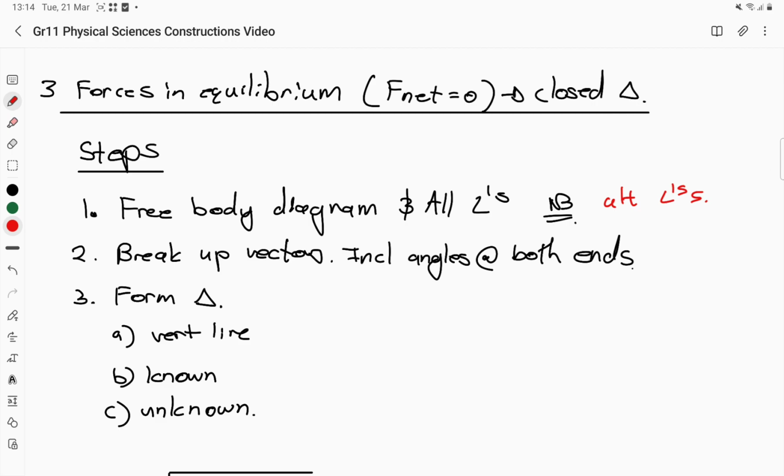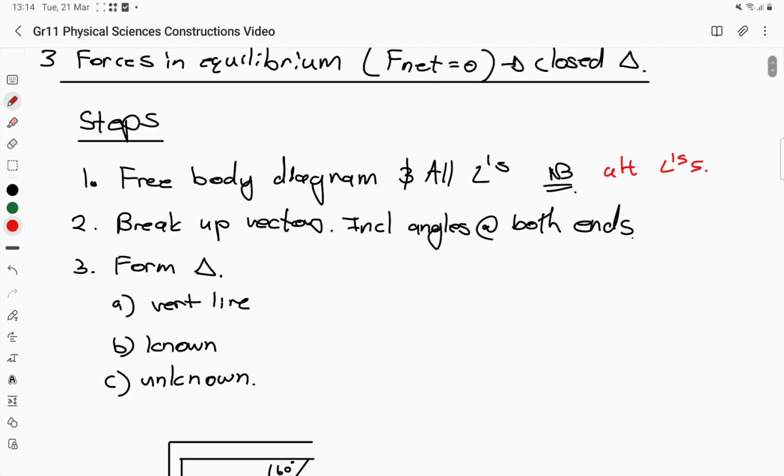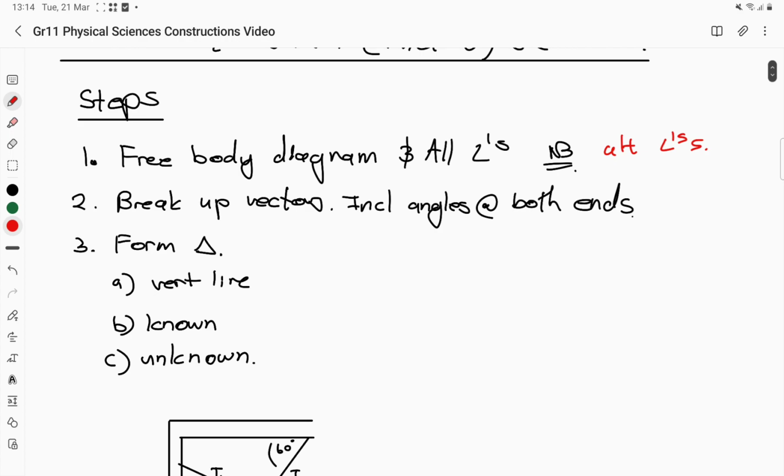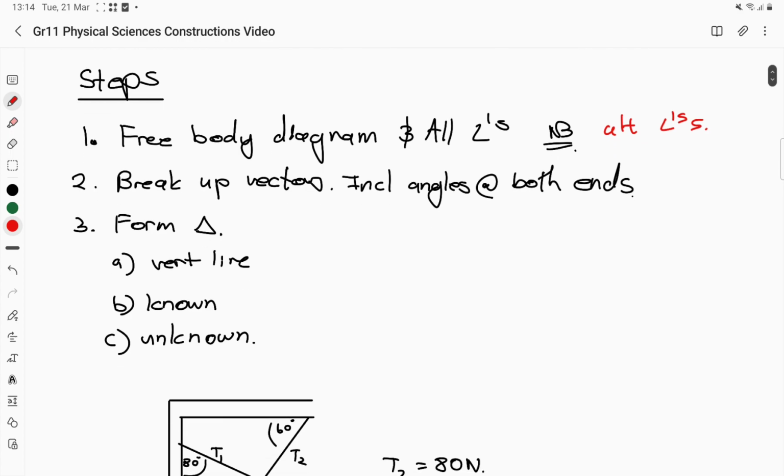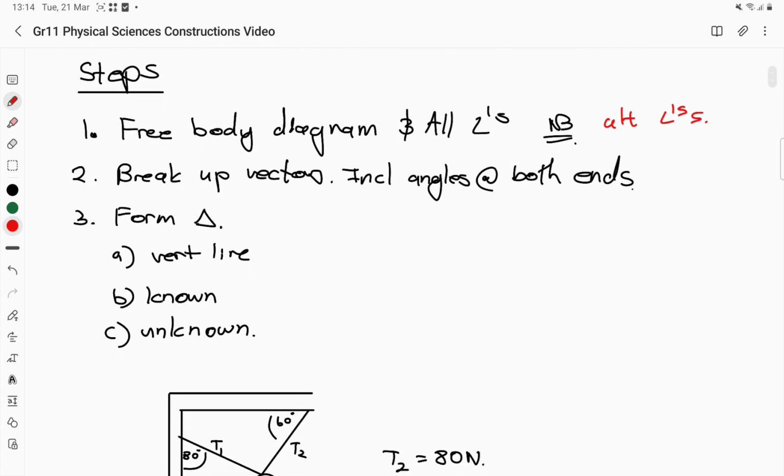So number 2, we break up the vectors, draw them separately. If you can do this in your mind, it's okay, but it's nice to do them separately according to scale, and include the angles at both ends of every vector. It's very important to do it at both ends, using alternate angles to do that.